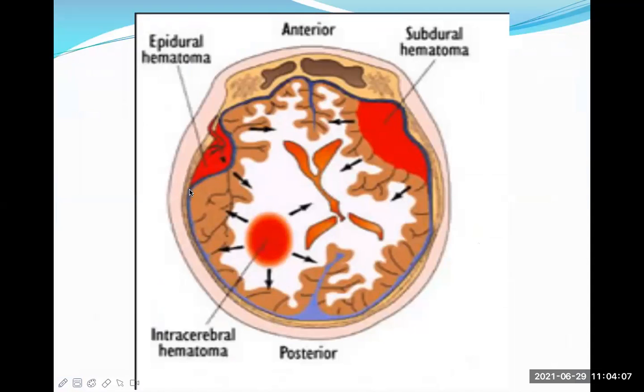So another schematic diagram which is showing the same thing, epidural hemorrhage and subdural hemorrhage. Even intracerebral hemorrhage is shown here. And this is known as midline shift. It is pushing the center part of the brain to the other side, midline shift.